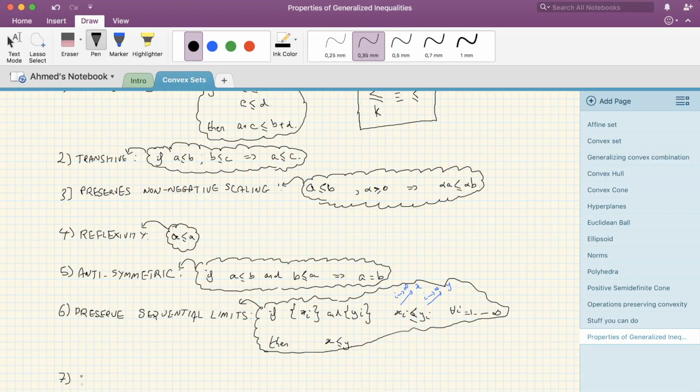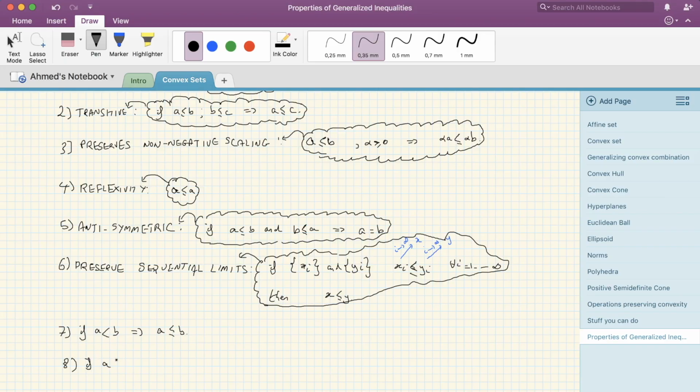We have some strict inequality properties which follow from the generalized inequalities, such as the following. If a is strictly less than b, then you can say a is less than or equal to b, right? If a is less than b and c is less than or equal to d, then you can say that a plus c is strictly less than b plus d due to the gap between a and b.